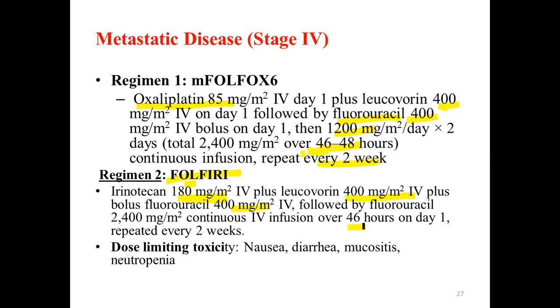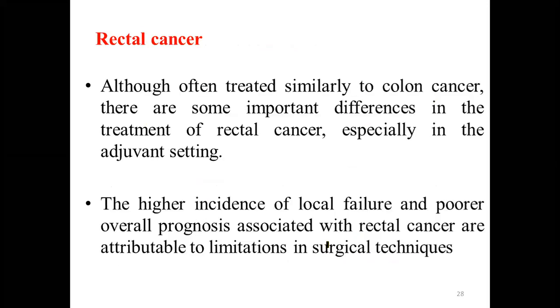So what are the dose limiting toxicities? Nausea, diarrhea, mucositis. Mucositis is due to what? 5-FU. Diarrhea is mostly due to irinotecan. Neutropenia can also be due to 5-FU. Okay, so those are the toxicities. Remember, when you are managing a cancer patient, you have to manage the side effects and identify the most likely offending agent that causes toxicity in those patients.